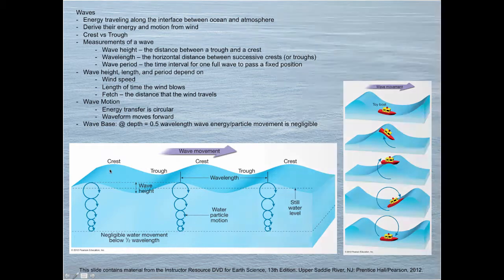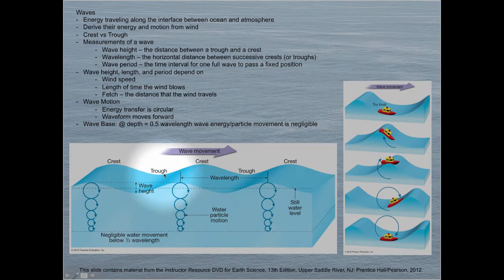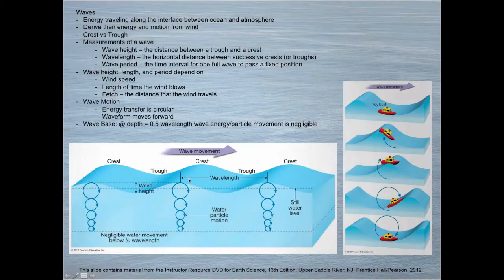The main parts of a wave are the crest, which is the top, and the trough, which is the base. The difference between the crest and the trough is the wave height. The distance from one crest to another crest is called the wavelength. The wave period is the time interval for one full wave to pass a fixed position. So if the period was 10 seconds, every 10 seconds a new wave would come by you. If the period of a wave was 50 seconds, it would be every 50 seconds a single new wave would come by.